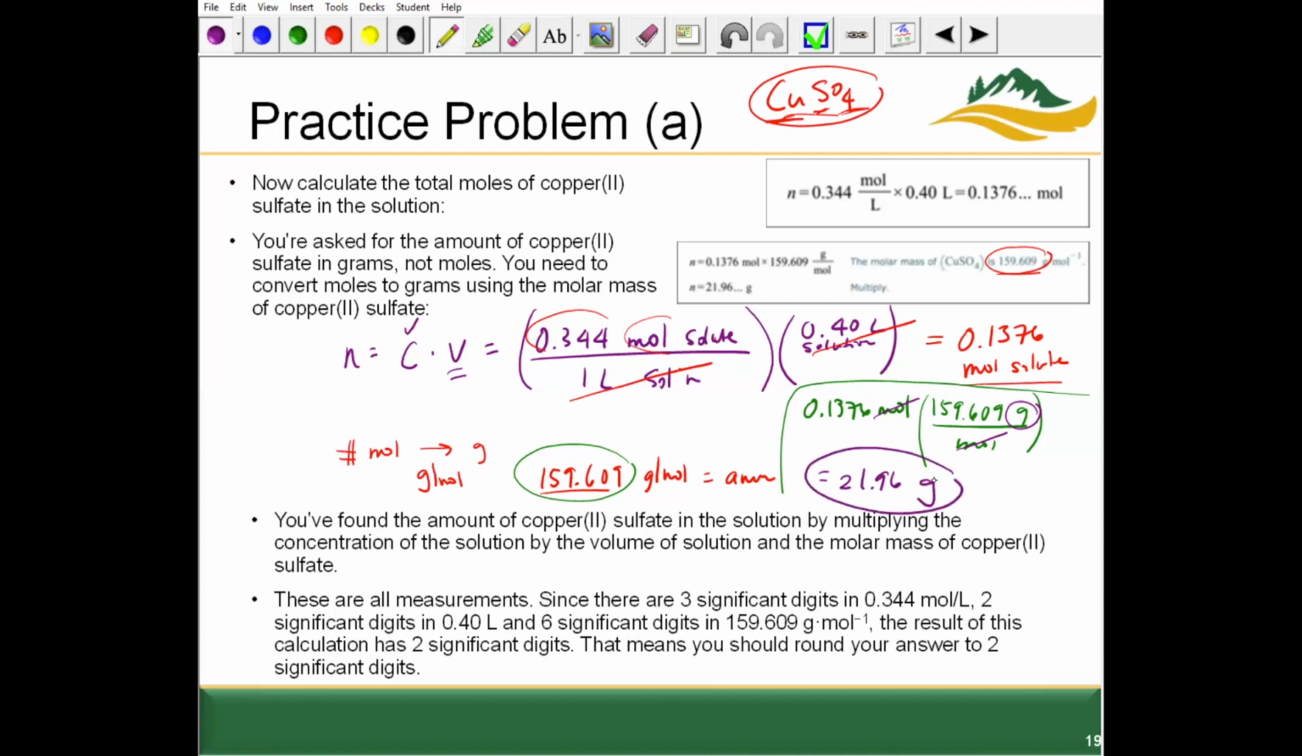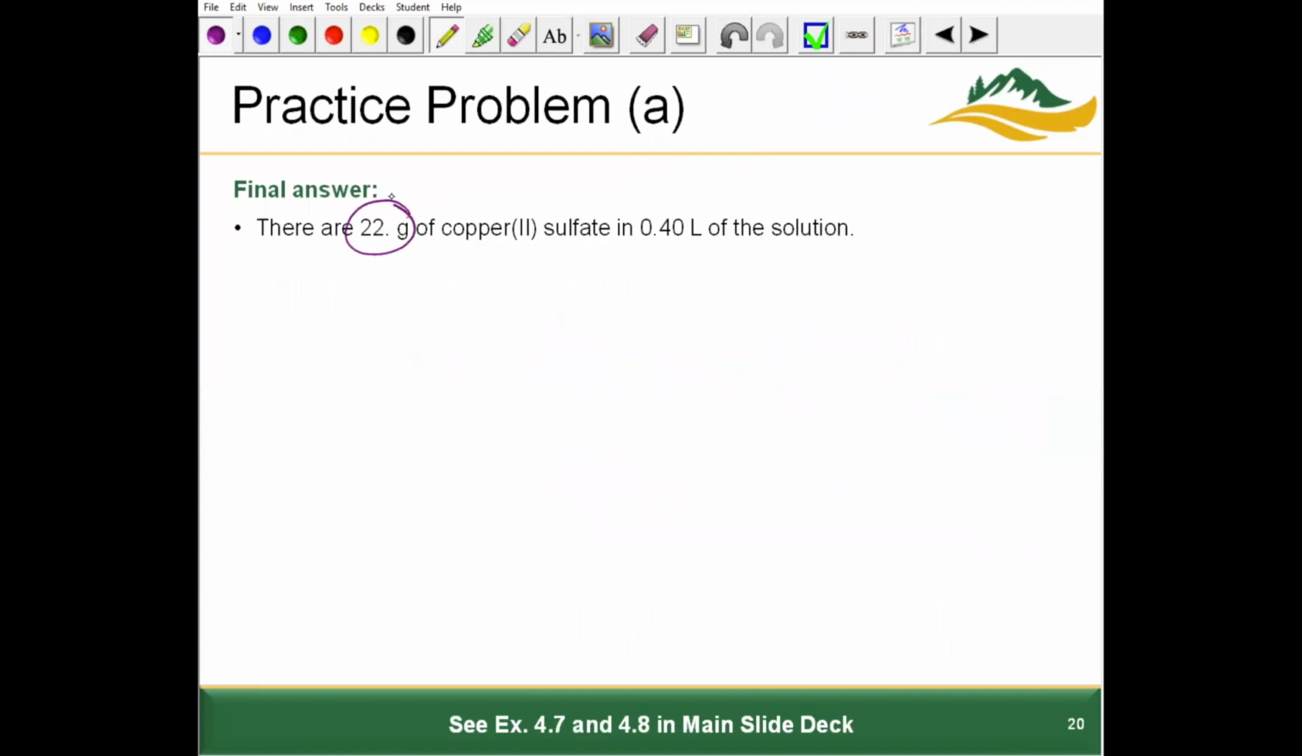Then we need to check, is this in the right number of sig figs? Well, our initial volume only had 2 sig figs, so we should only have 2 sig figs in the end. So this will then round up to 22. And remember putting that decimal point here to note that this is 1 sig fig and 1 sig fig. 22 on its own also implies we have 2 sig figs.